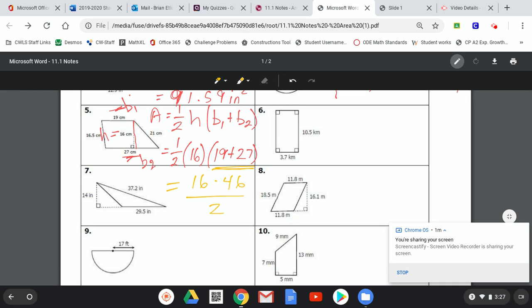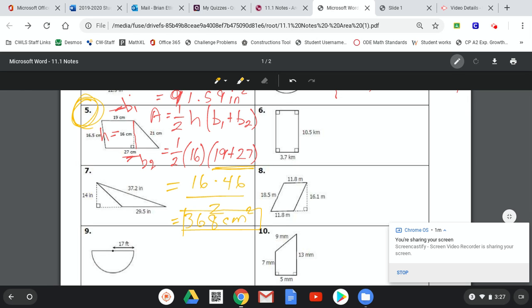So when we do that, we're going to get a final answer for number 5, all right? This is still for number 5, okay? Our final answer for number 5 is 368, all right, centimeters squared. So that is the answer for number 5, guys.